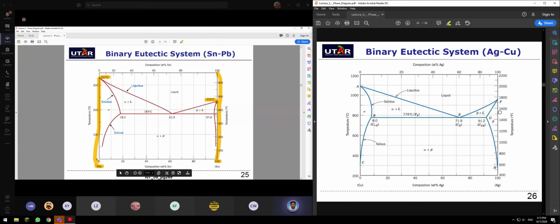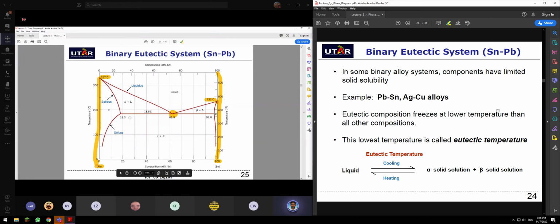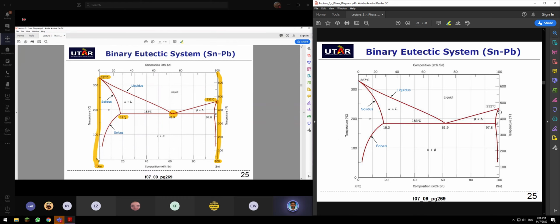So this is your invariant point of the eutectic system, and this is the composition for your invariant point, which is 18.3 for alpha and 97.8 for beta. This is the eutectic temperature: liquid, alpha and liquid, beta and liquid, alpha and beta solid, almost pure or rich in lead solid, almost pure or rich in tin solid, which is beta.